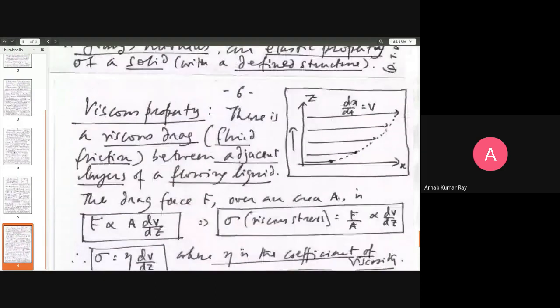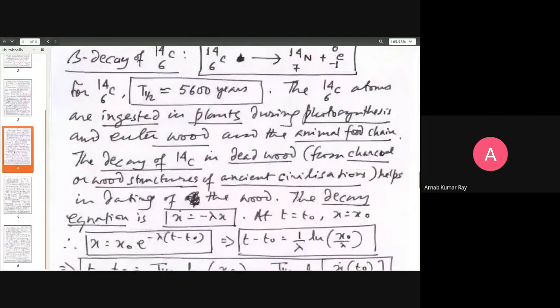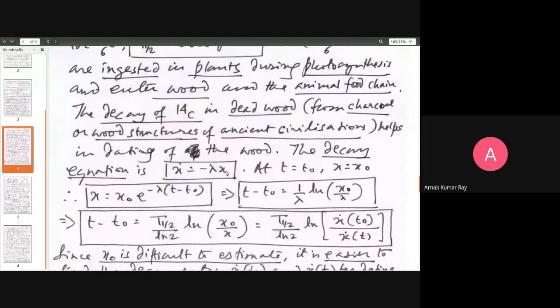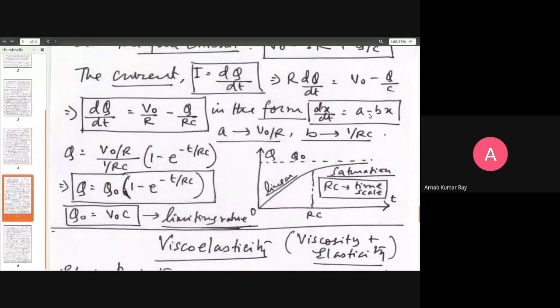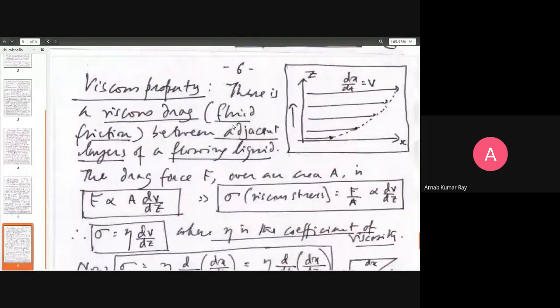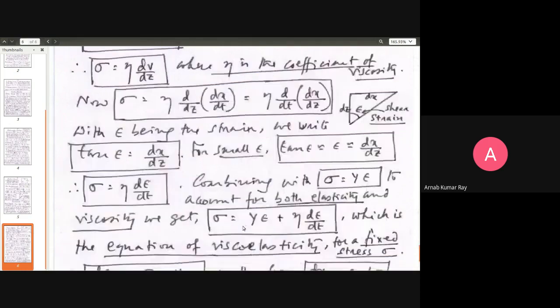So I have finished the discussion of some simple linear systems. What are the linear systems we have discussed so far? x dot equal to minus lambda x, as in radioactivity; the RC circuit, that is also x dot equal to a minus bx; and also viscoelasticity, where you have this thing, x dot equal to a minus bx. I shall just briefly go to a set of correction notes. There's also a correction to be done here, y by eta. I'll do that correction. So I'll just briefly go to a set of corrections or additional points to make.